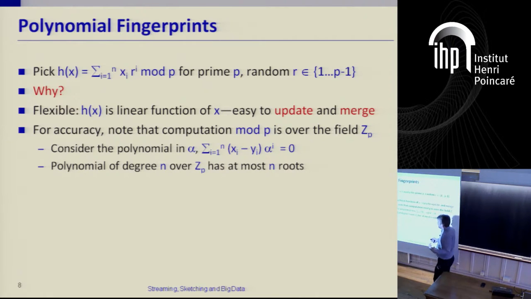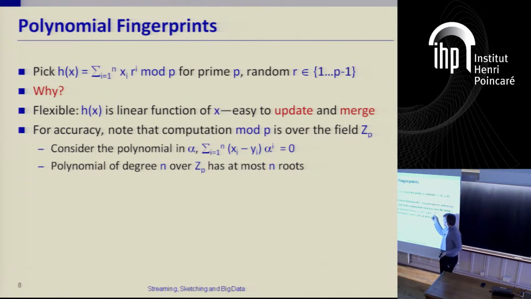Now, how do I argue that it actually does the right thing that I want? This modulo p is basically saying that I'm computing over a finite field, and I can think about polynomials over that finite field. So think of the polynomial that is basically replace this chosen value r with just a variable alpha. And think of this polynomial that I get by taking the evaluation over vector x minus the evaluation over vector y. So I sort of pair up like terms, and I'm basically saying sum over all indices, xi minus yi times alpha to the power i. That's my polynomial.